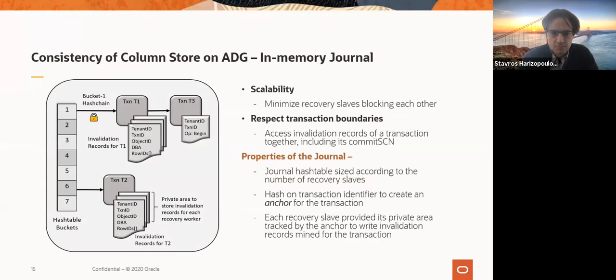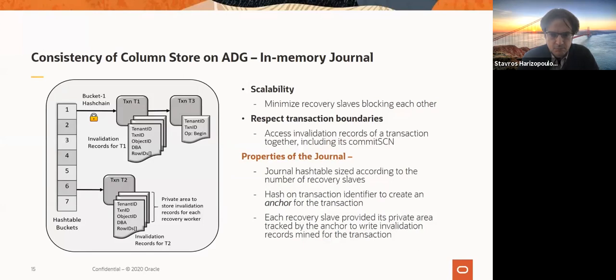Now, what are the characteristics of this journal? The key goals for the journal design are, firstly, to not let recovery slaves block each other, because ADG infrastructure makes sure that database blocks are distributed to recovery slaves in a deterministic manner. So for row store, redo application, recovery slaves work off independently. The second, since a transaction's changes are either completely visible or not visible at all to queries, we wanted to make sure that all invalidation records of a transaction can be accessed together.